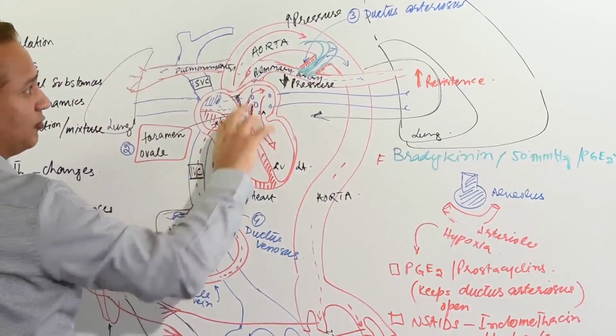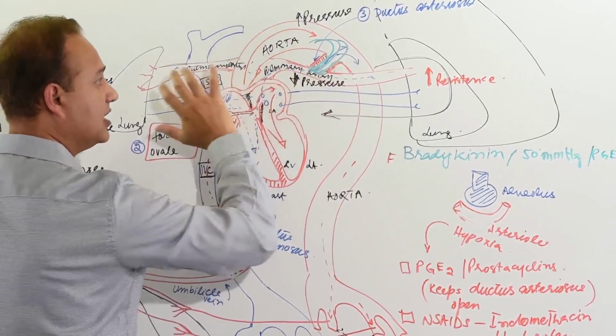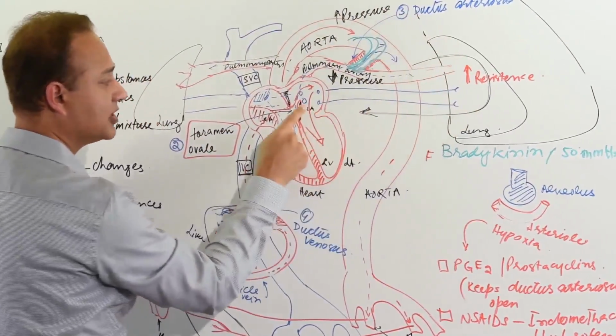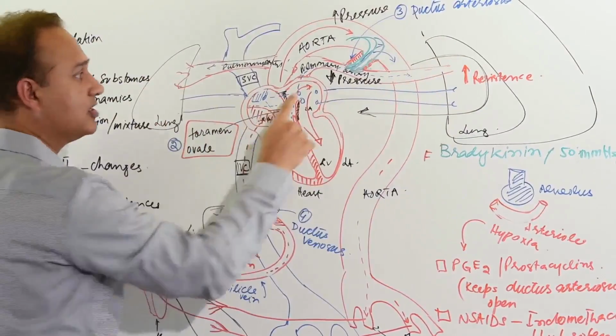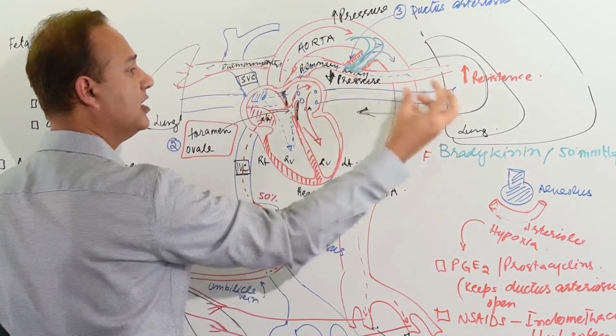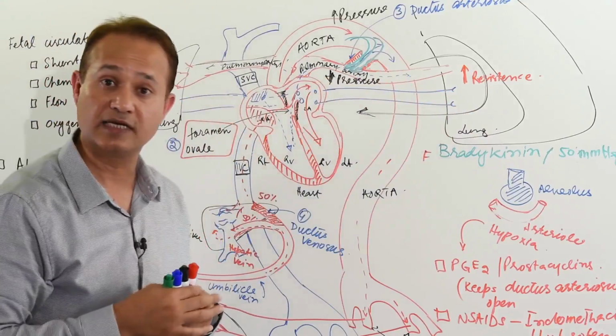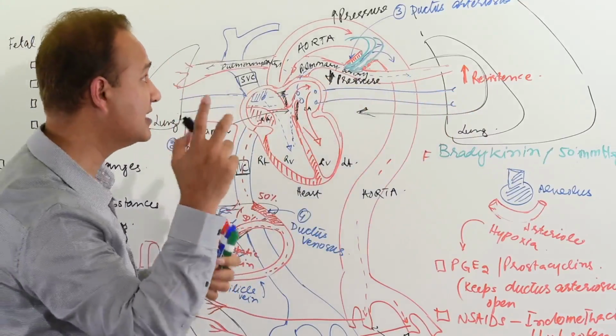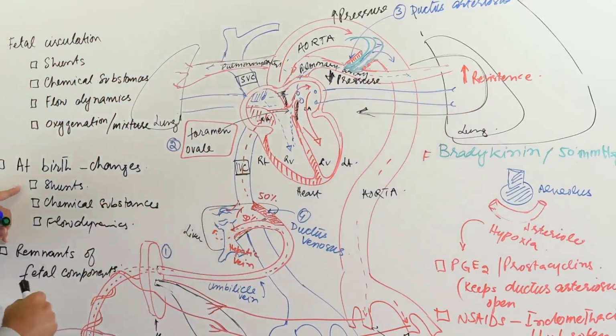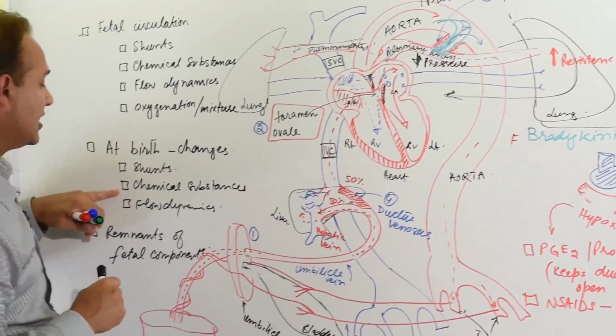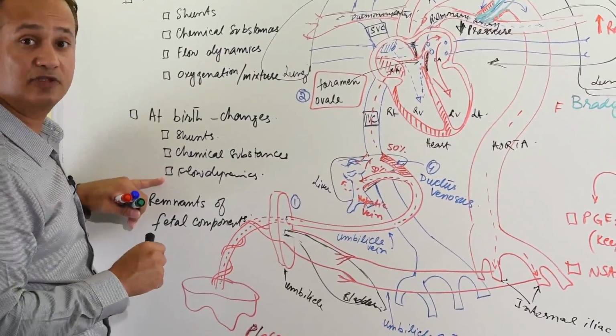Now, check this out. When the ductus arteriosus is closed, we have higher pressure on the left side. Why? Because there is no more shunting to the aorta, and more blood is coming back to the left side. When more blood is coming back to the left side, what will happen? Second change. Again, look at this. At birth, what happens to the shunts? What happens to the chemical substances? What happens to the flow?